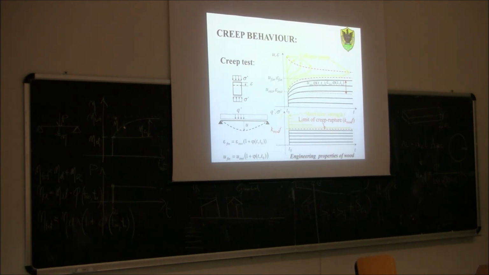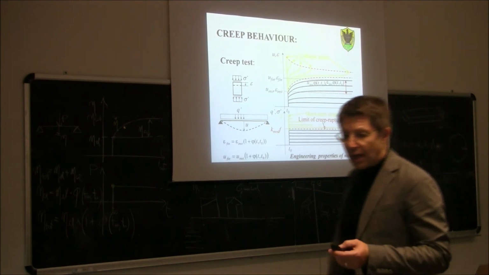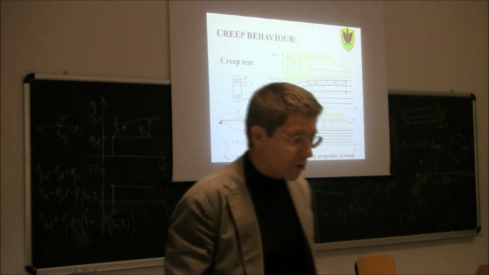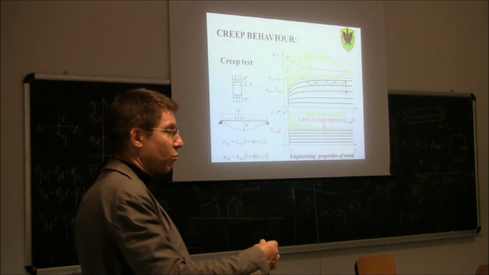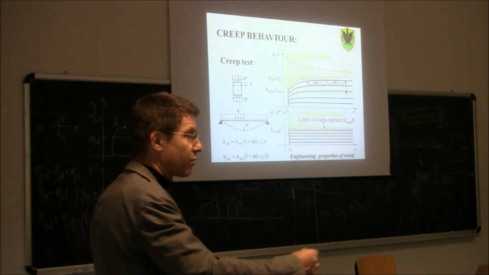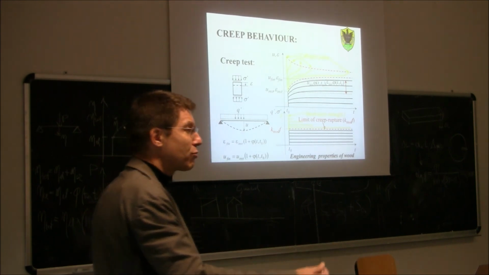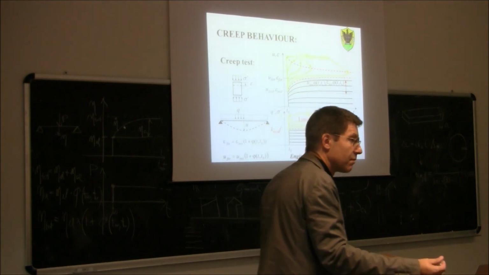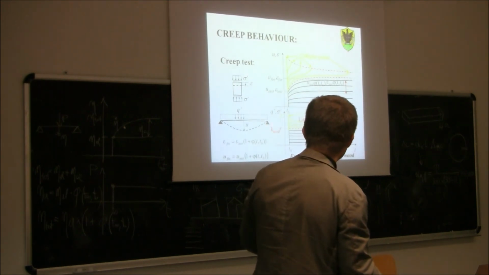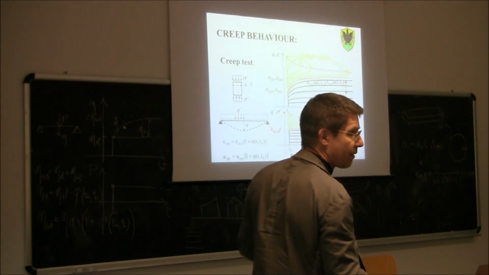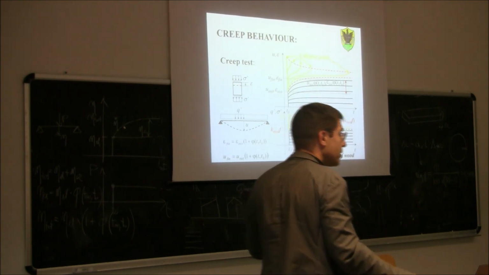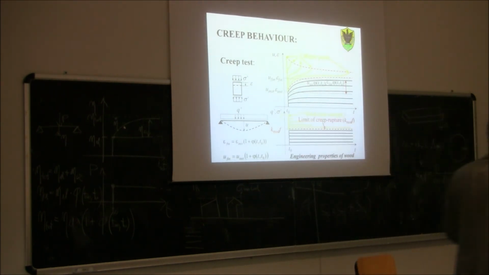What is the value of this creep rupture limit? If you remember before, when we were talking about K mod, we said that for a low duration load, so for a load that is going to remain on the structure for 50 years, then the K mod should be 0.6. So basically, this limit is K mod times f. So it's about 0.5 times the strength in the short term.